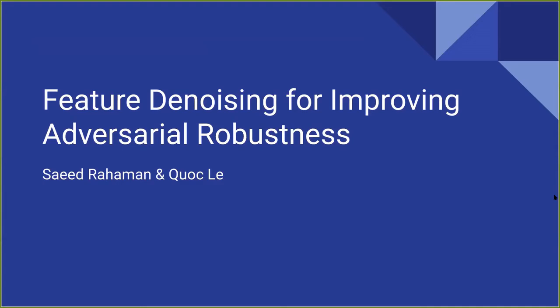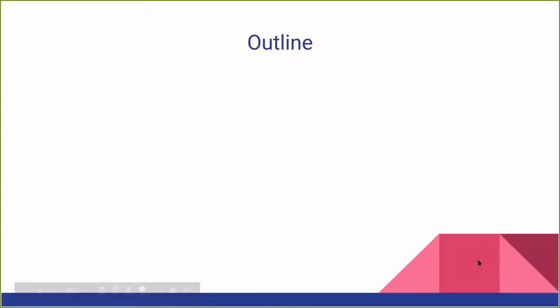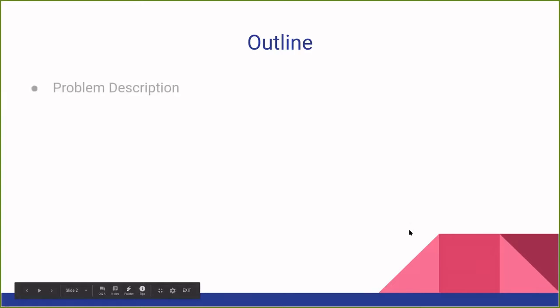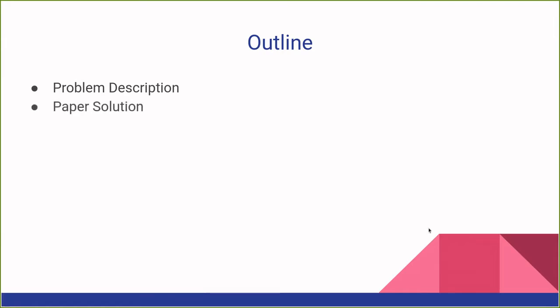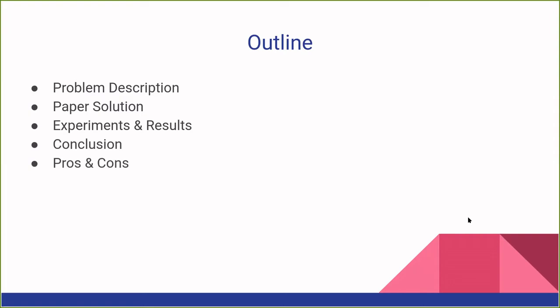All right, so my name is Saeed, and my partner Wook and I will be talking about feature denoising for improving adversarial robustness. So in this presentation, we'll discuss the problem description and what the authors are trying to solve, the solution that they propose, the experiments and results that they get, and conclusion, and then we'll discuss the pros and cons and go to a Q&A session.